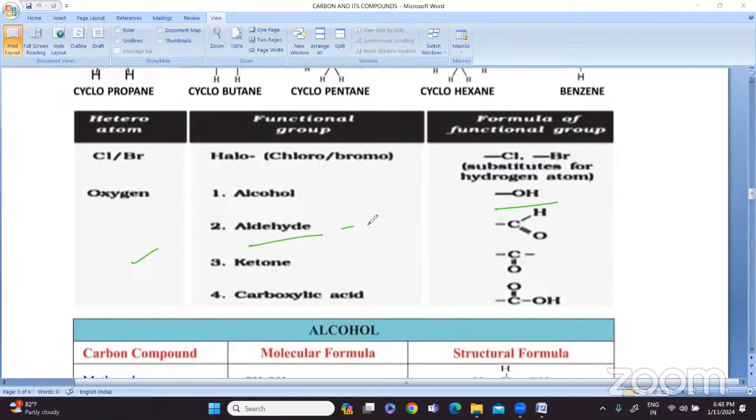Aldehydes have CHO, or else you can write it as C double bond OH. So in aldehydes also you have the heteroatom oxygen. Ketones are represented like this: C double bond O, so you have an oxygen atom. Carboxylic acid is C double bond O, OH. So these are all the functional groups and how you write their formulas. I hope you are getting it. Whenever you have a heteroatom, you have different functional groups and their formulas are also different.